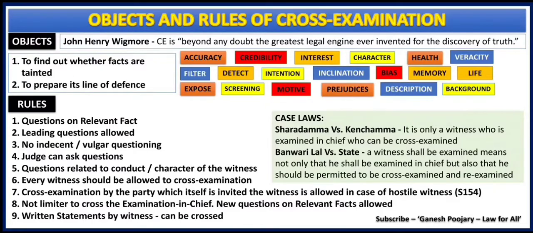Cross-examination also helps to understand the inclination or the truthfulness, the bias, or to what extent the memory of the witness is true, and what the lifestyle of the witness is or what is happening in the life of the witness, whether he is emotionally connected to the case. All of that can be understood, and the advocate can also expose the witness. He can screen, he can understand and expose the motive, he can understand and expose whether the witness is prejudiced. He can also give the description of what exactly the witness is trying to give, and he can also expose the background of the witness. All of that can be done with cross-examination.